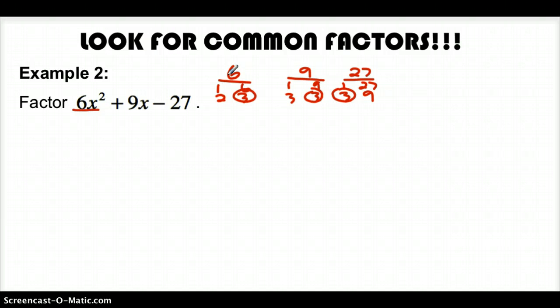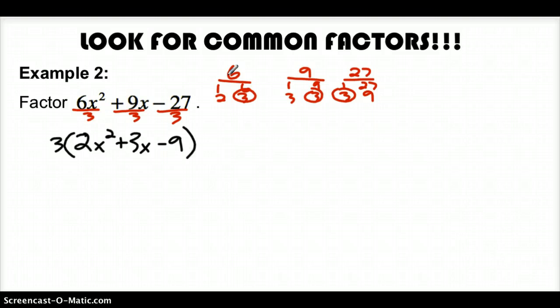So I'm going to divide each of these terms by our greatest common factor, but when I write this out, I'm going to write this as 3 of parentheses, and then what's left over when we take out the 3. So 6 divided by 3 is 2, so I now have 2x squared. 9 divided by 3 is 3, so it's going to be a plus 3x. And then negative 27 divided by 3 is going to give us a negative 9. So now at this point, I can go ahead and identify A, B, and C. My A here is 2, my B is 3, and my C is negative 9.